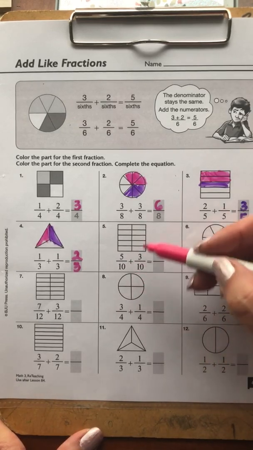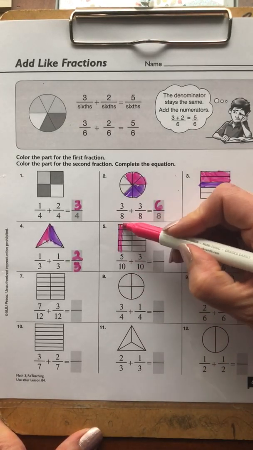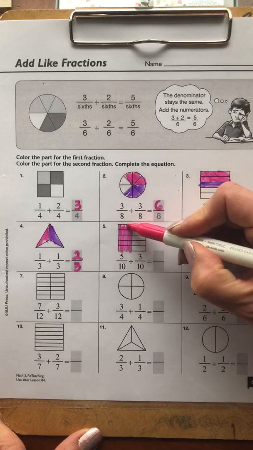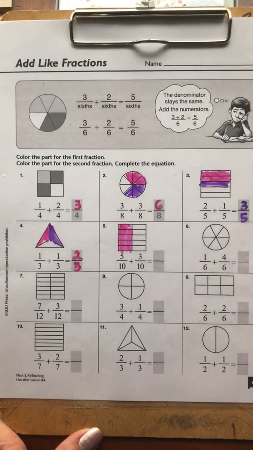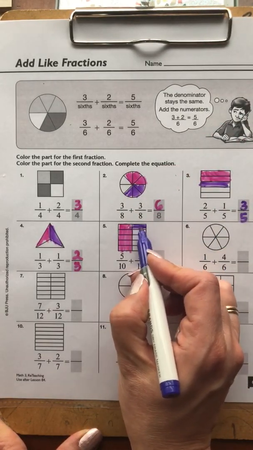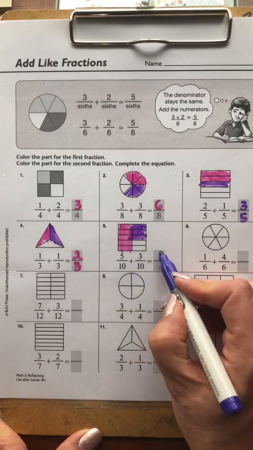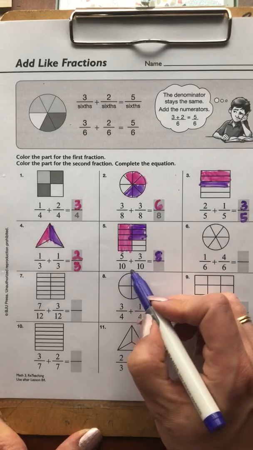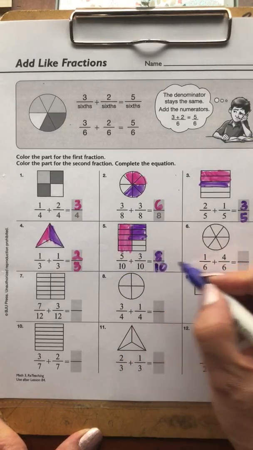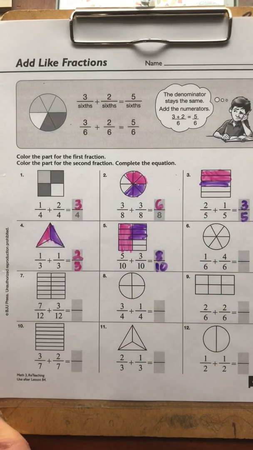We're adding 5/10 plus 3/10. They want us to color it in, so color in 5 of those rectangles, and we're going to add 3 more. So 5 plus 3 is 8, and your denominator stays the same, so we now have 8/10. We're just adding, so the numerator gets bigger. The denominator stays the same.